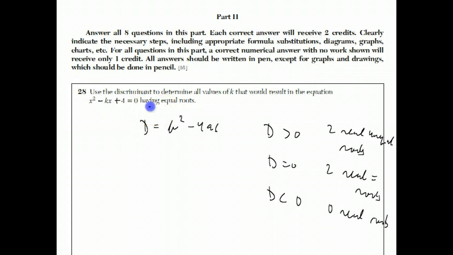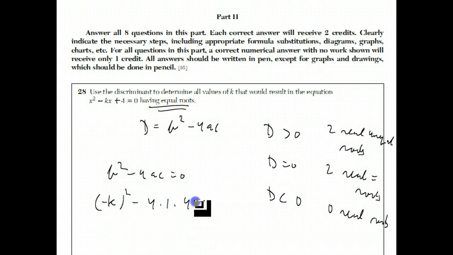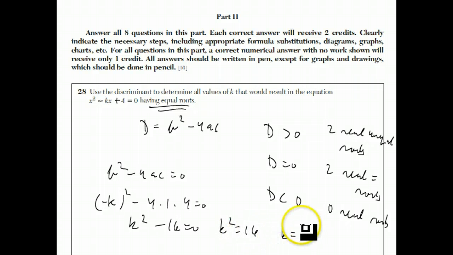So when they say we want to have real roots, we're trying to get b squared minus 4ac equals 0. Well, b is negative k, so it's negative k squared minus 4, a is 1, times 4 equals 0. Negative k squared turns into regular k squared, minus 16 equals 0, k squared equals 16, k equals plus or minus 4 is the answer to that. That will get you 2 points.